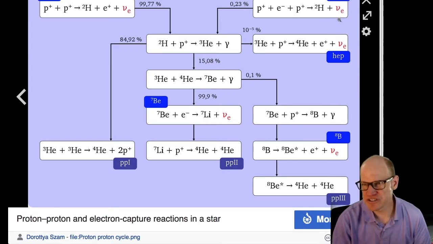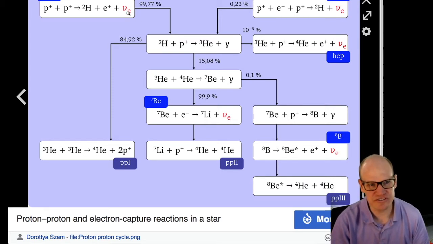And you get these neutrinos. The important thing here is that you get these neutrinos that come off of it. So there's a neutrino that comes off here, there's a neutrino that comes off here, there's a neutrino that comes off here, there's a neutrino that comes off at this beryllium-7 line, and there's a neutrino that comes off here, this boron-8 line.